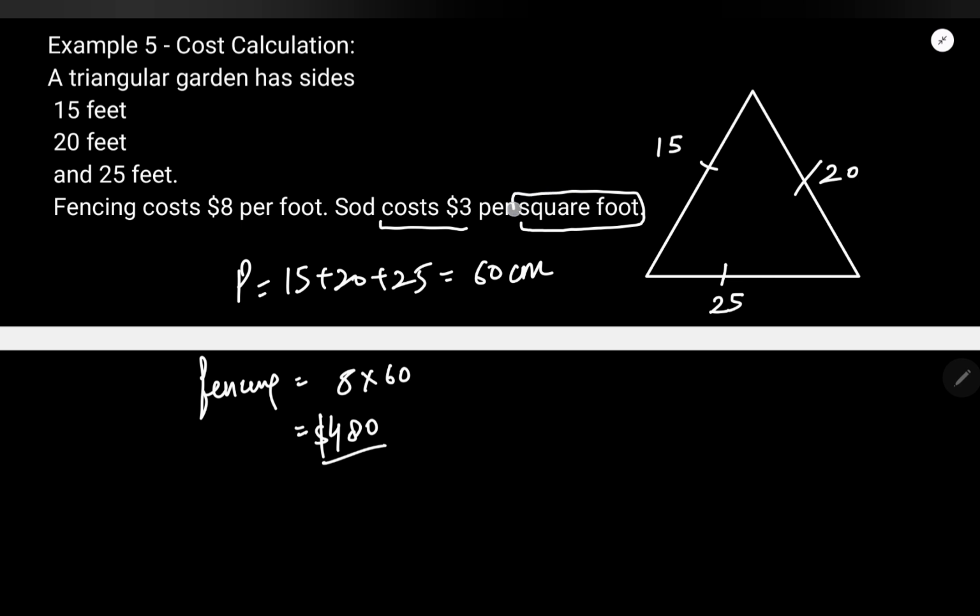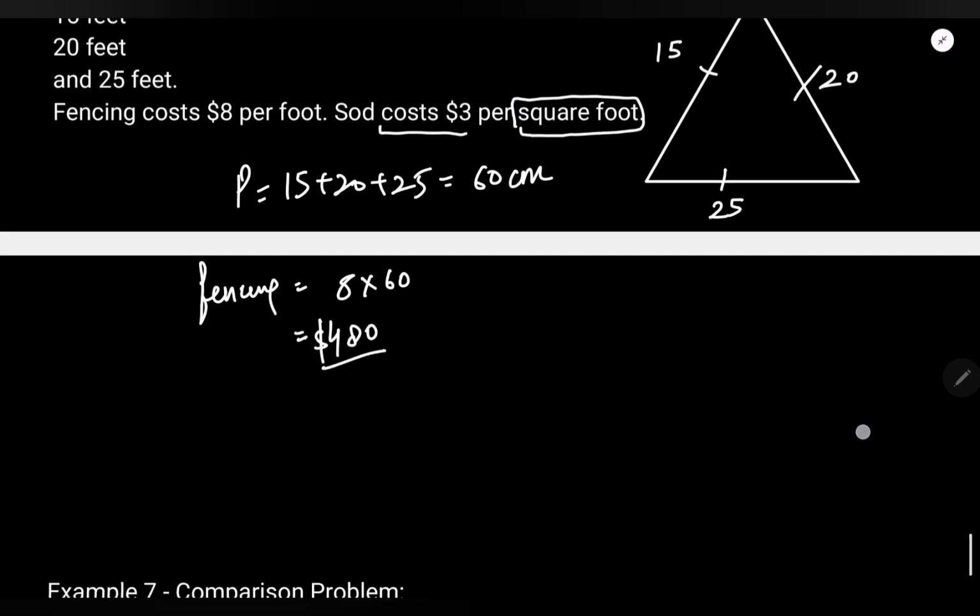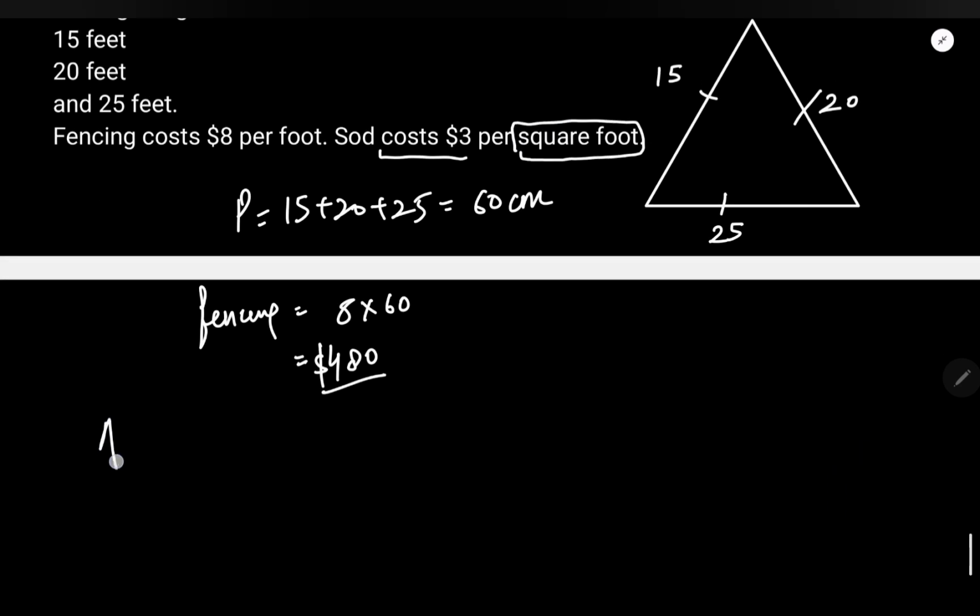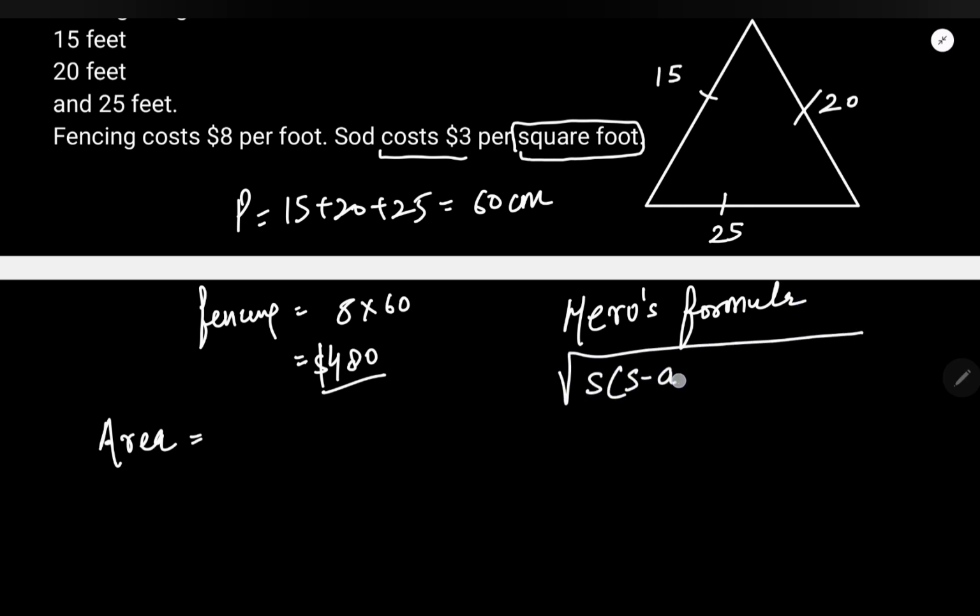Then we have sod cost, which is 3 rupees per square foot. What is square foot? Square foot is area. So I will find the area first. This is not a right angle triangle, and when you don't have a right angle triangle, you apply Hero's formula, which is the square root of S times S minus A, S minus B, S minus C. What is S here? S is the semi-perimeter. Semi-perimeter means perimeter divided by 2. Your perimeter here is 60, so S is 60 by 2, that is 30.